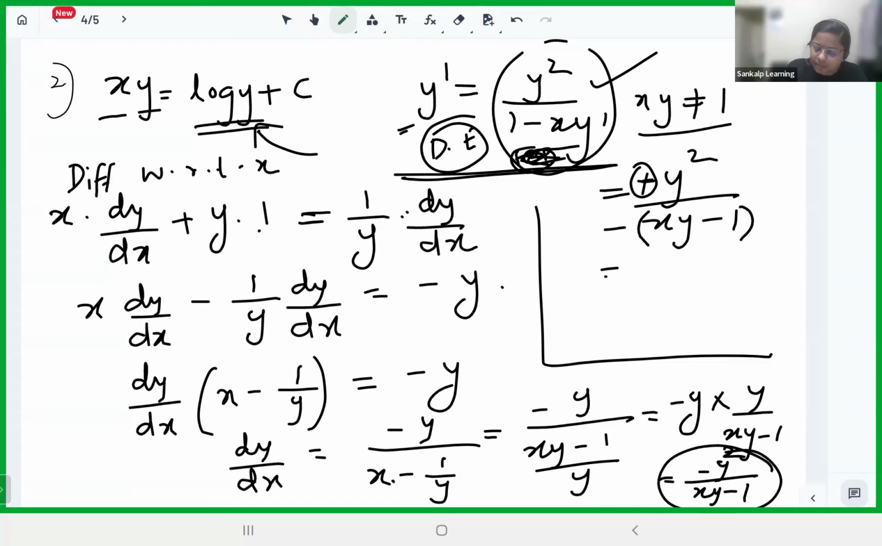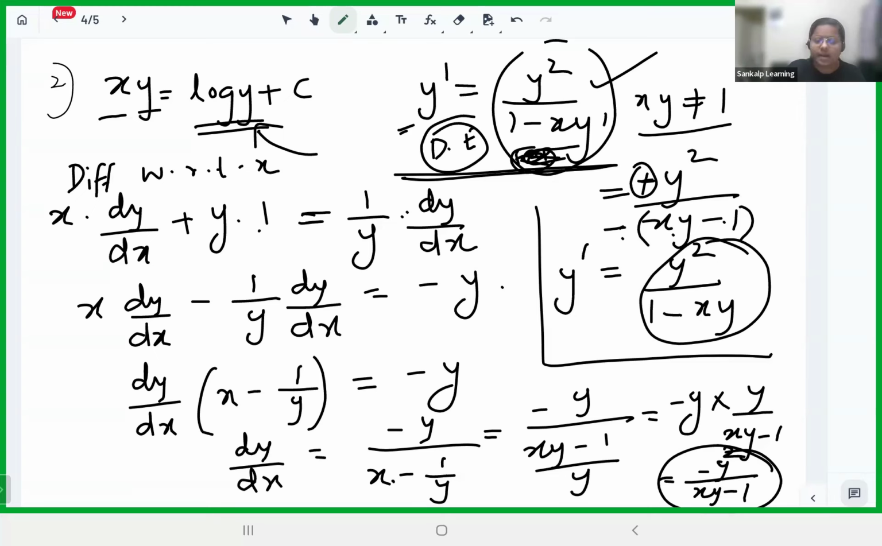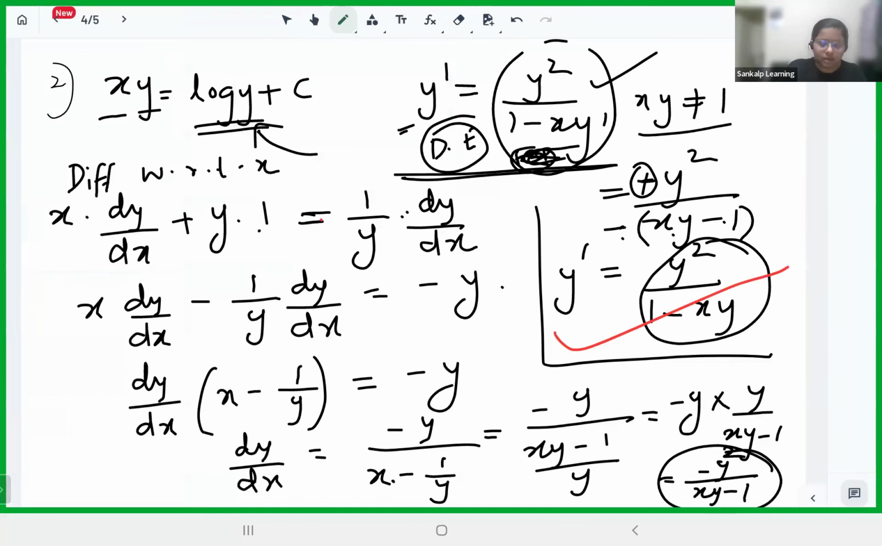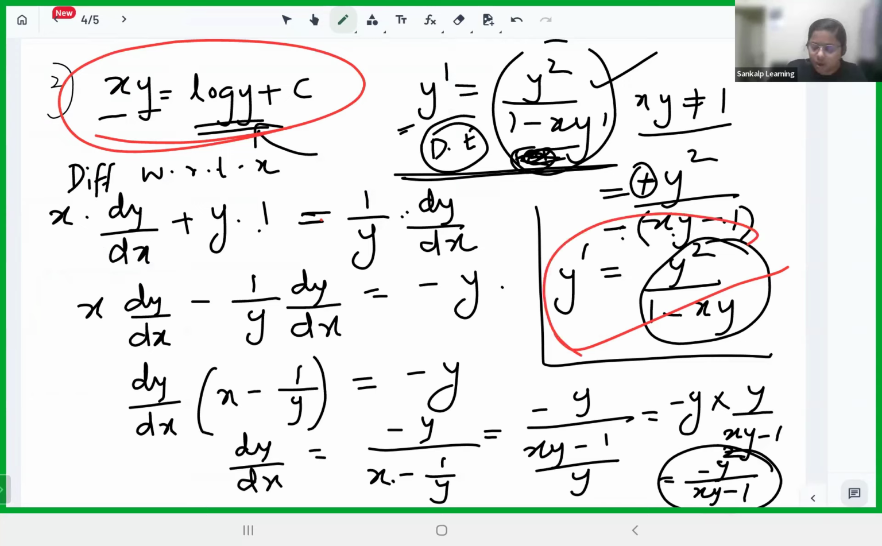So what will happen? y square by minus of minus 1 will become plus 1, and minus xy is minus xy itself. So y square by 1 minus xy. Y dash is equal to y square by 1 minus xy. So from this, what can you conclude? You can conclude that xy equal to log y plus c is a solution of the differential equation y dash is equal to y square by 1 minus xy. Alright, so we have done two problems related to verification.